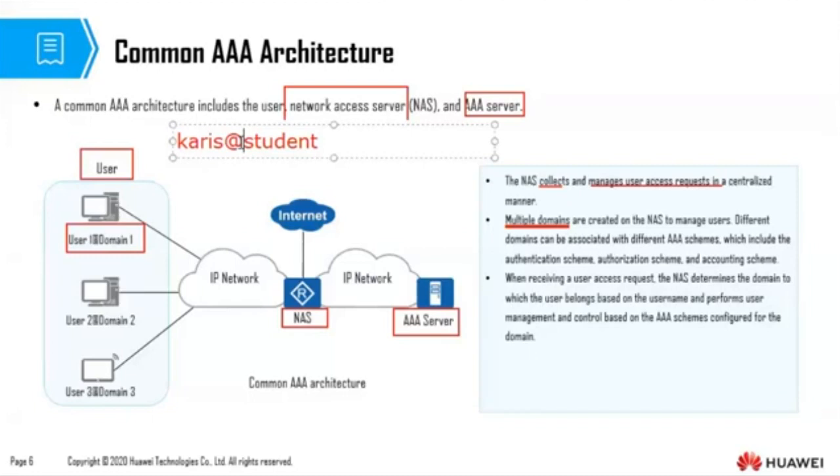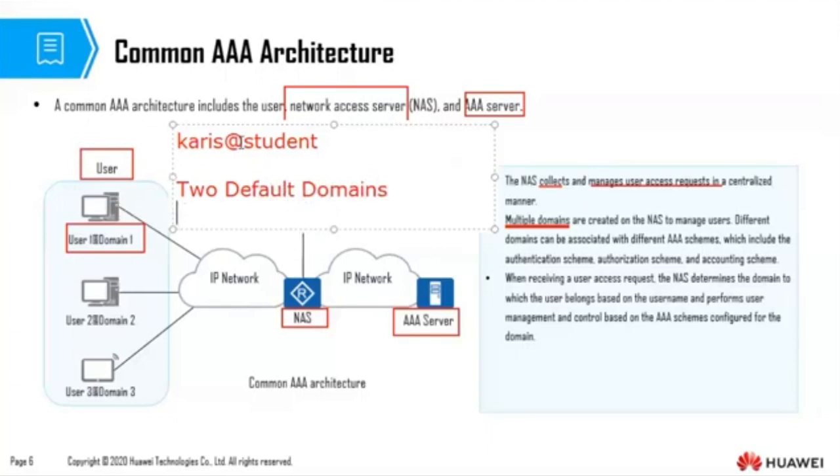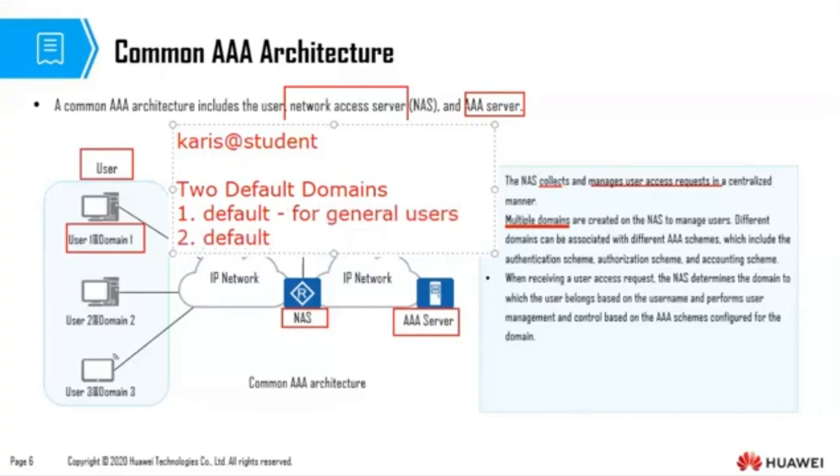Okay, so have we understood the concept of domains? Now, generally, as we're going to see later, Huawei devices provide two default domains. The first one is called default. This one is used for general users. The second one is called default_admin, used for network admins.